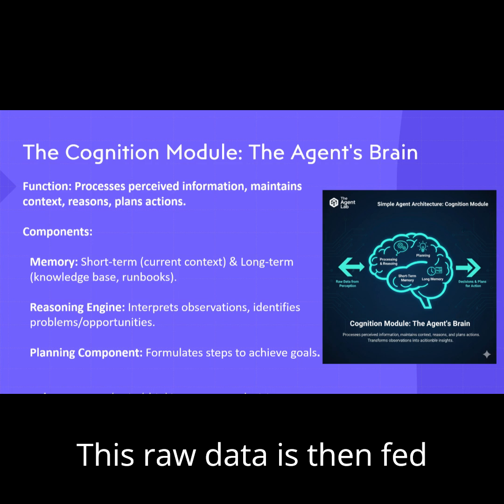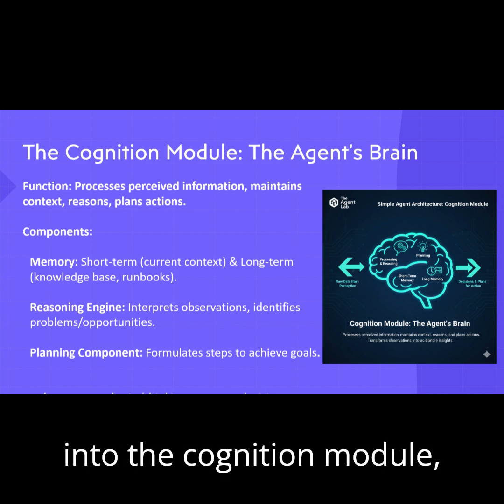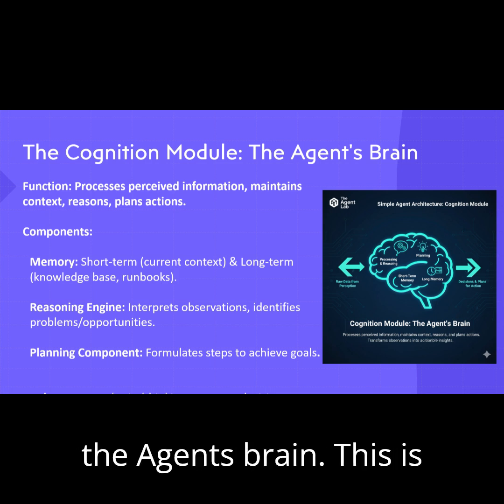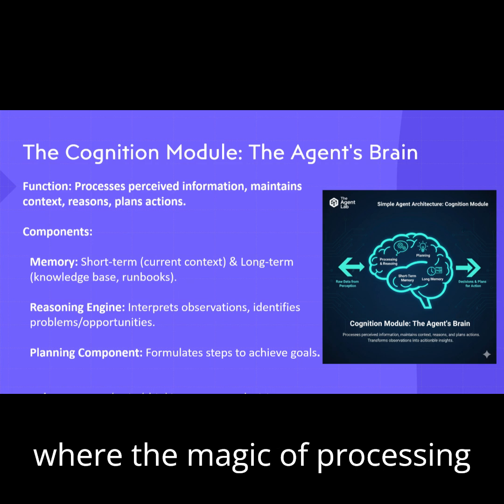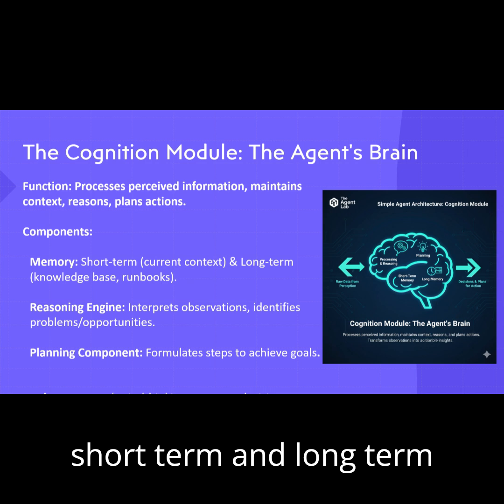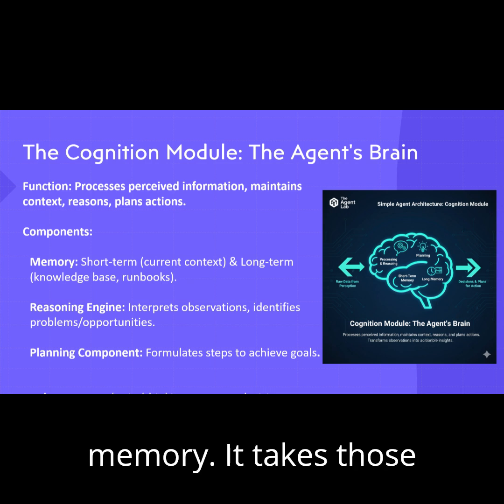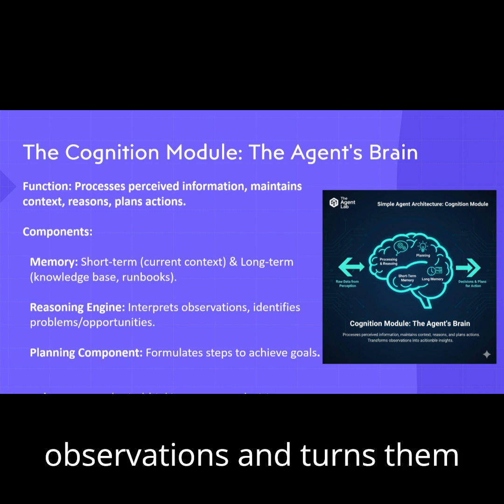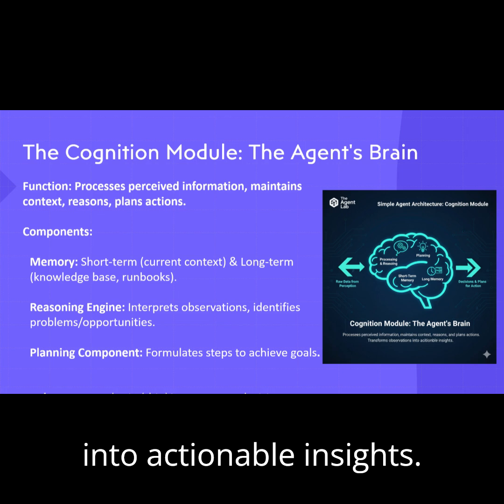This raw data is then fed into the cognition module, the agent's brain. This is where the magic of processing, reasoning, and planning happens, leveraging both short-term and long-term memory. It takes those observations and turns them into actionable insights.